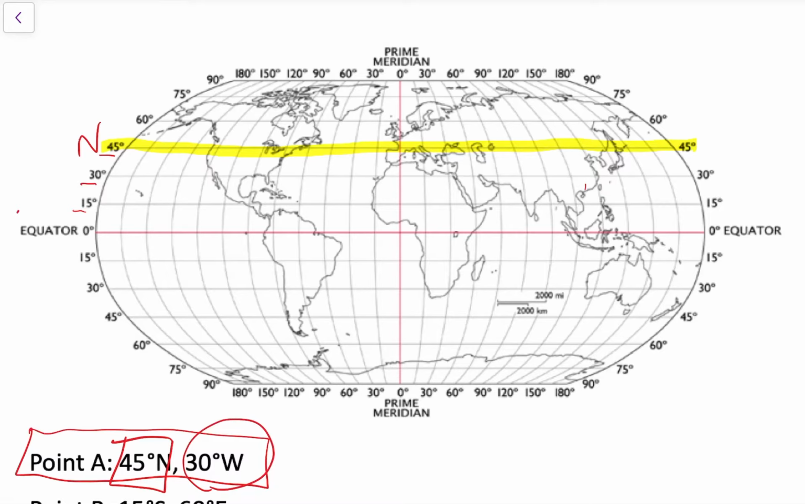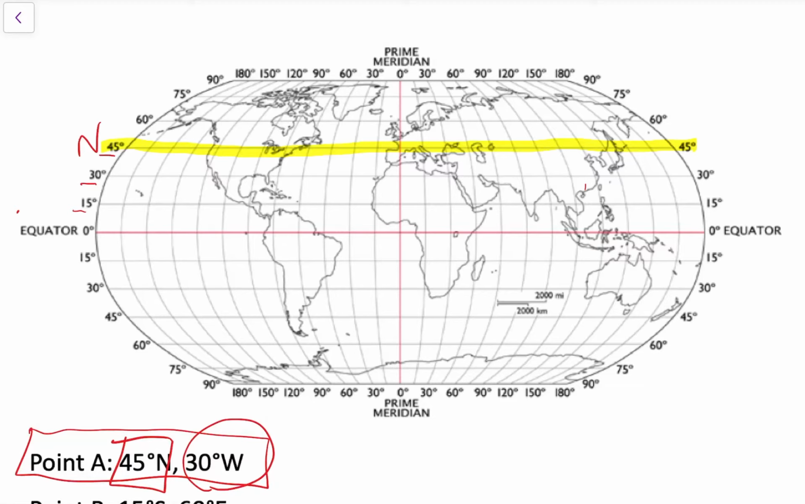Now remember, latitude and longitude, when you use them together, give you an exact point on Earth. If I only had the latitude, it would be this entire yellow line across the globe. That does not give me an exact point. I need both latitude and longitude to give me an exact point.